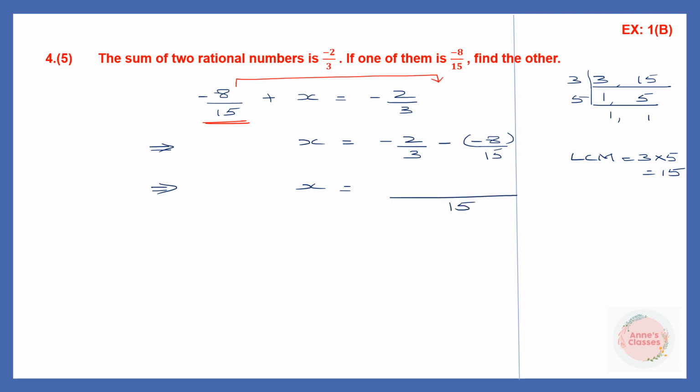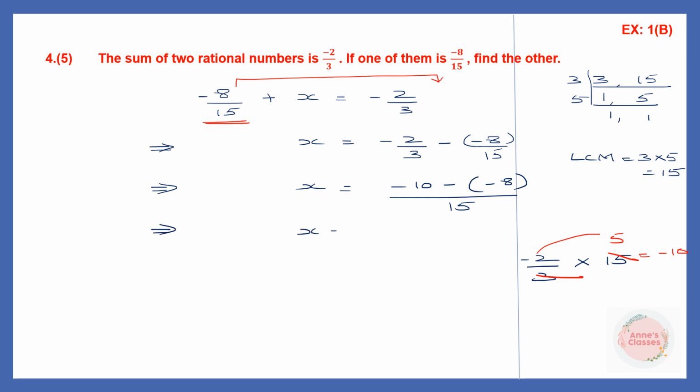Look at the first rational number, minus 2 by 3. Multiply that by the LCM, which is 15. Cancel 3 and 15. 3 5s are 15. Multiply these two. Minus 2 into 5 is minus 10. So let's write that minus 10. Minus, look at the second rational number. It's 15. Here also it's 15. So we can write minus 8 as it is without any change. Minus 8. Now let's solve for x.